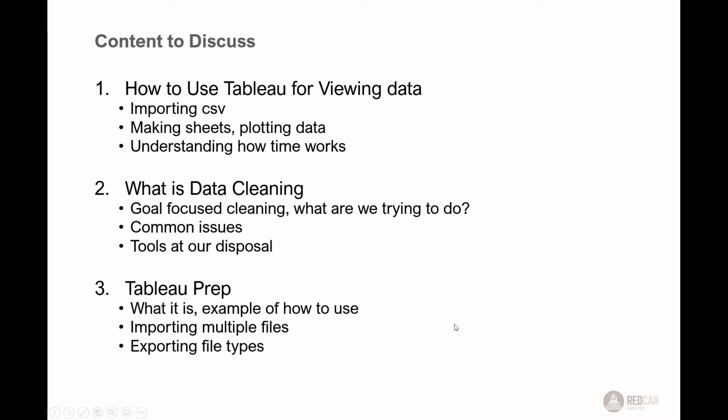So data cleaning. The goal of data cleaning. The first bullet I added here is goal-focused cleaning. So what are we trying to do? In my experience of cleaning data, and I will have a lot more to come, I really do think it's important to think about the goal in mind, because you may need to use a data set to answer many goals. However, one of those goals might make cleaning or organizing the data a lot more time consuming than some of the other goals.